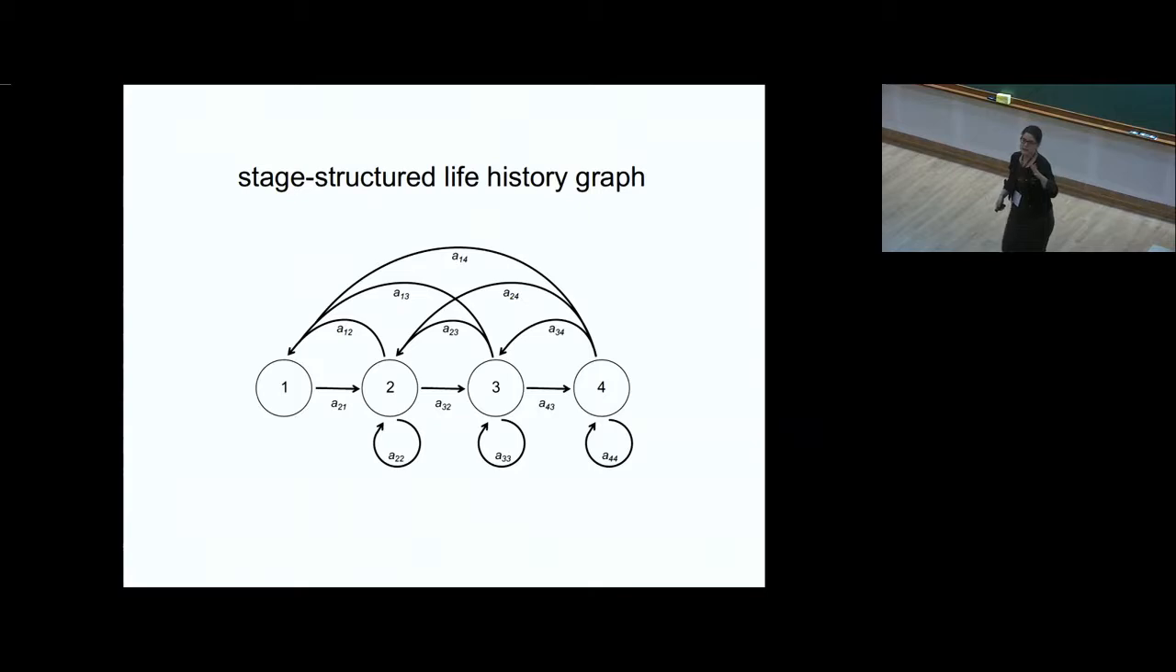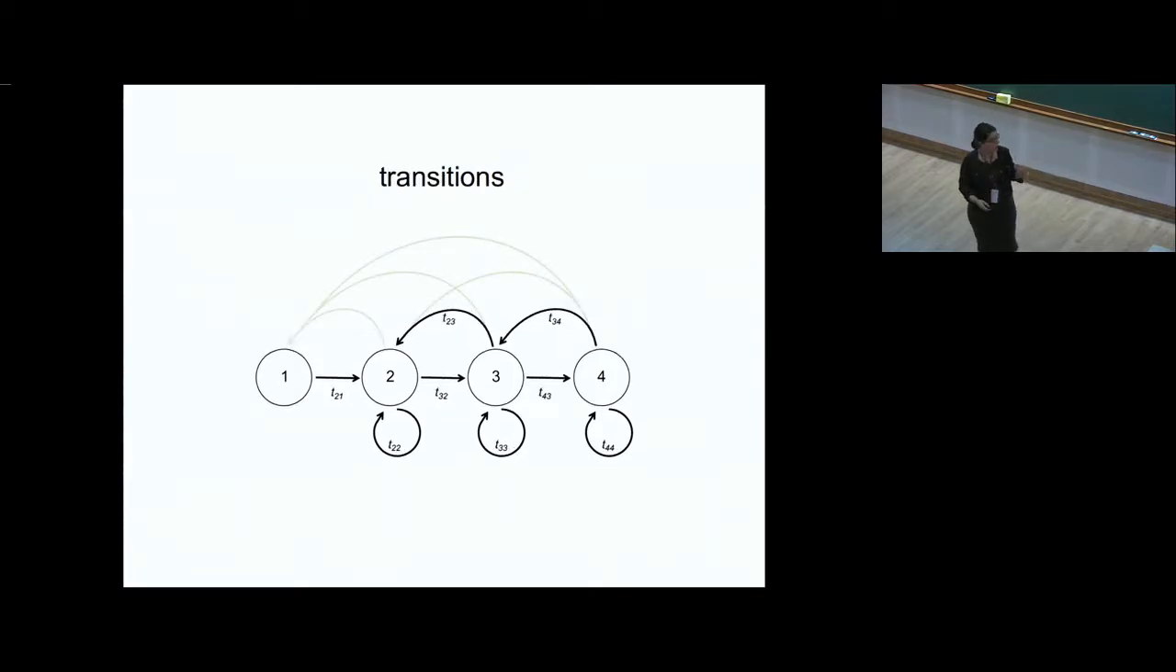So one of the things that we did is we divided up these transitions into 3 kinds. One that we just called transitions, which is movement through survival, a growth or developmental growth from one stage to the next, some probability of remaining in the same stage. And then we could imagine that these might be shrinkages, right? So you move backwards, you can become smaller.